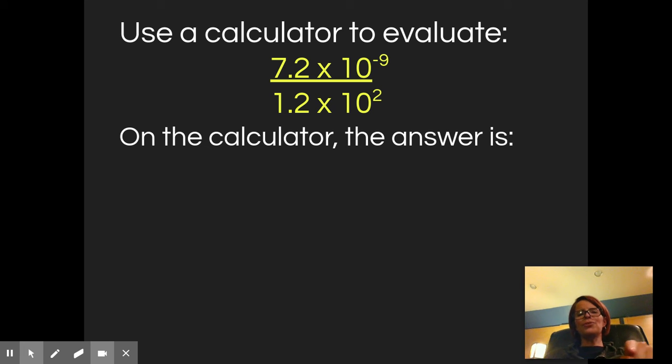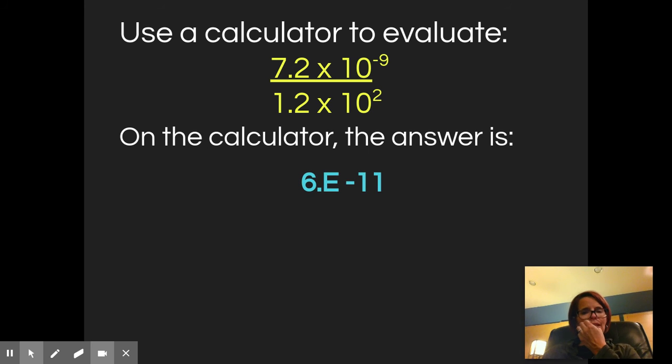Now, it would be handy if you had a calculator handy to actually try this equation. Do 7.2 times 10 to the negative 9 over 1.2 times 10 to the positive 2. In your textbook, it teaches you how those exponents work out when you've got a negative 9 on the top and you're dividing by a positive 2 on the bottom. But you get to use calculators, so the calculator is going to do that for you. I think it's a shame if you don't know how to do it on your own, but you can use your calculator as a crutch.